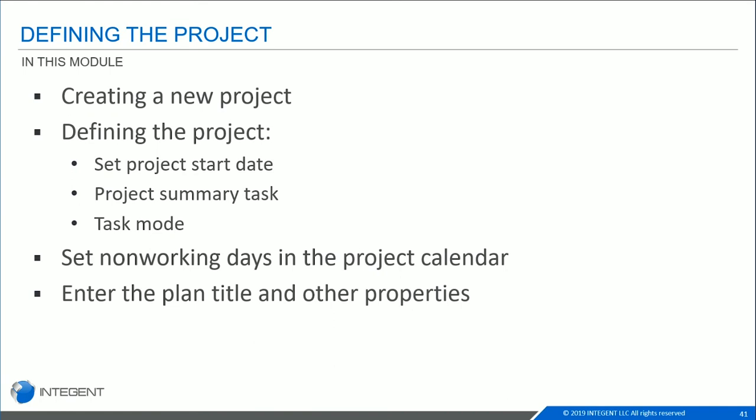So in this module, we are going to look at creating a project. There are a couple of different options. We're going to look at defining your project, several of the data points you need to do upon project creation, such as the start date. We're going to talk a little bit more about task mode and your project summary task. We're going to look at your project calendar and then your other properties that you can associate.